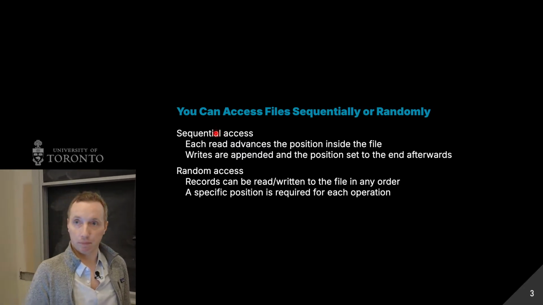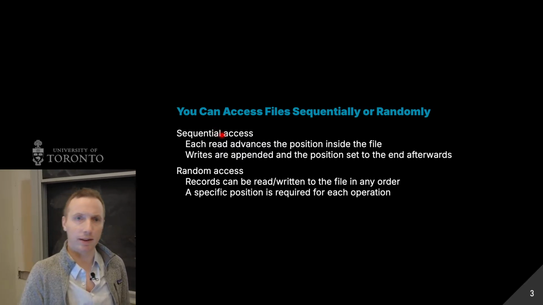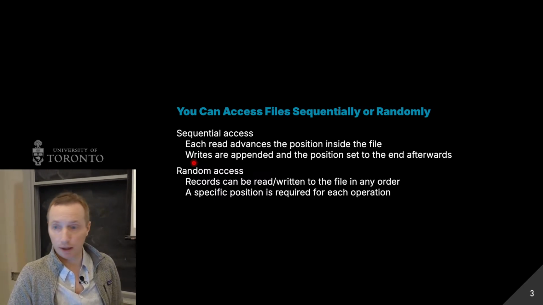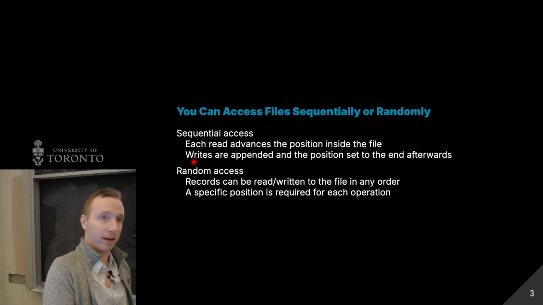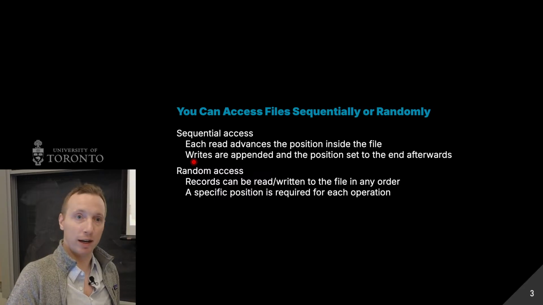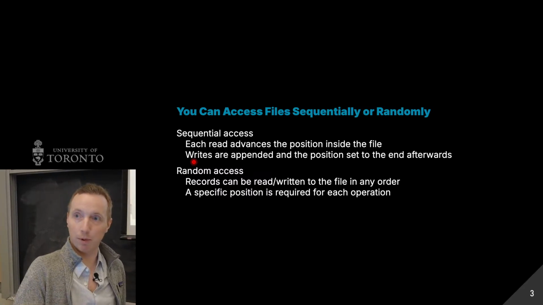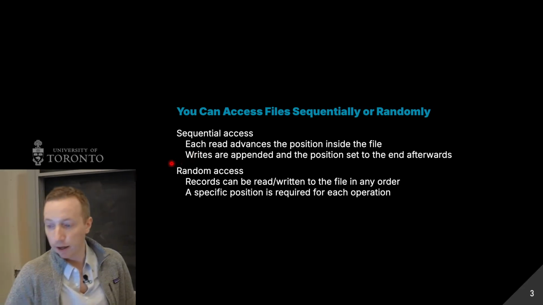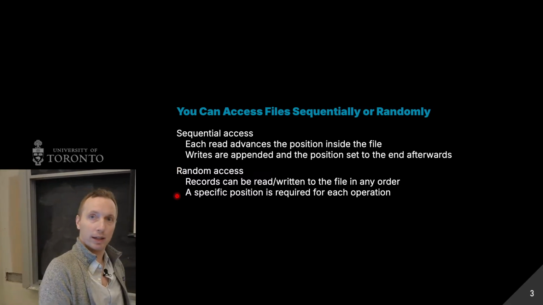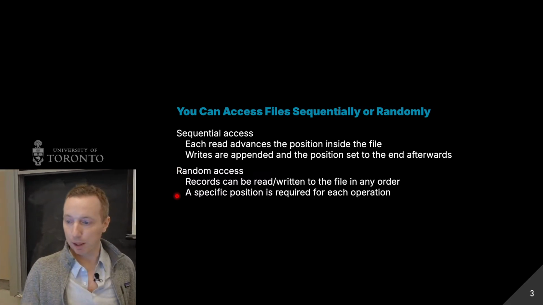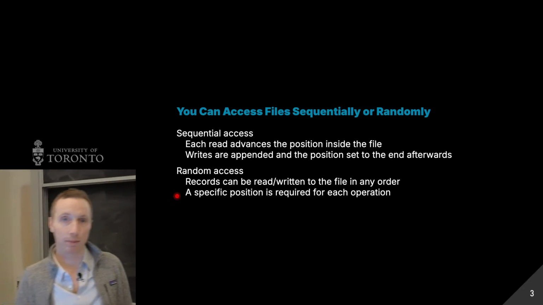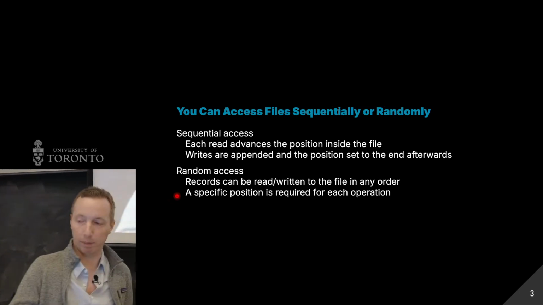So there's some internal position inside that file so that it just resumes reading from the next byte. If I do write system calls, same idea. They're appended to the position and set to the end afterwards. So if I write hello and then world in that file, I'll see hello world. They won't overwrite each other. If I was to access a file randomly, which I will show you how to do, then we could actually do reads and writes at any individual byte we want. There would have to be a specific position required for each operation. So I might say, hey, start reading at byte 4 or something like that.